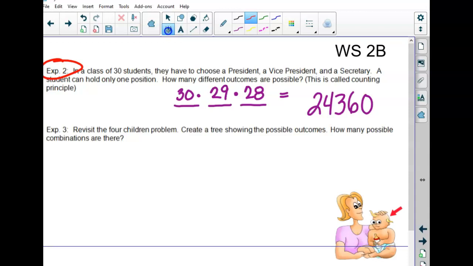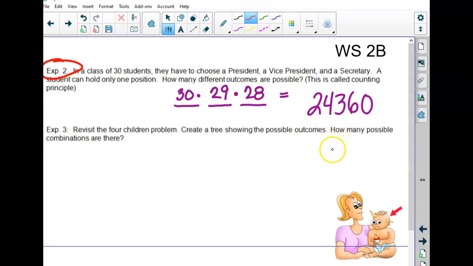Oh, I don't think I put this slide in here, but you guys should have it. Revisit the 4 children problem. Create a tree showing the possible outcomes. Oh, gross. No, we're not doing this. I showed you yesterday the tree diagram of boys and girls. Remember the whole 4 kids.